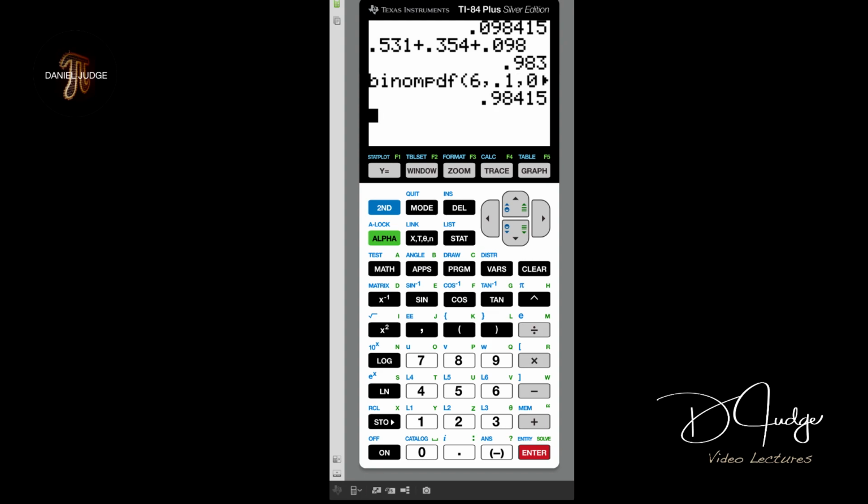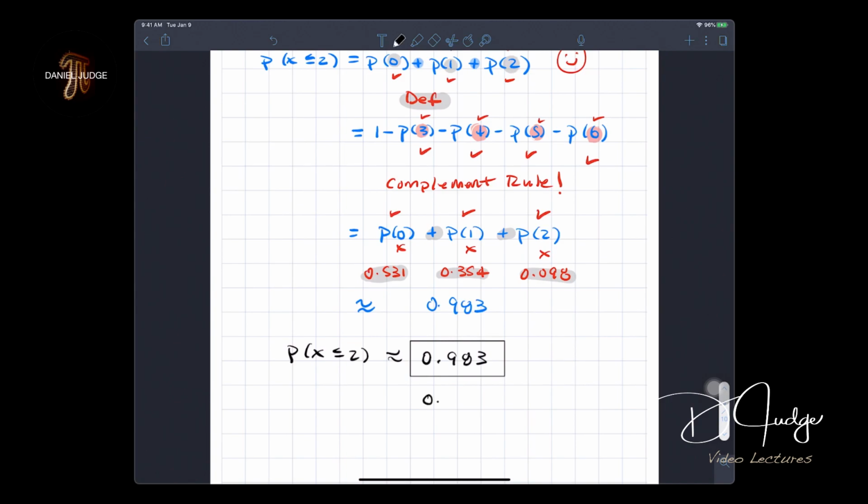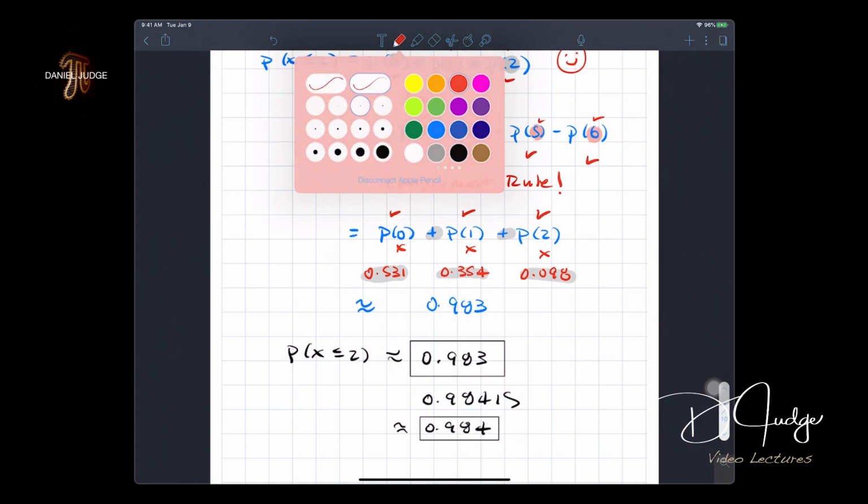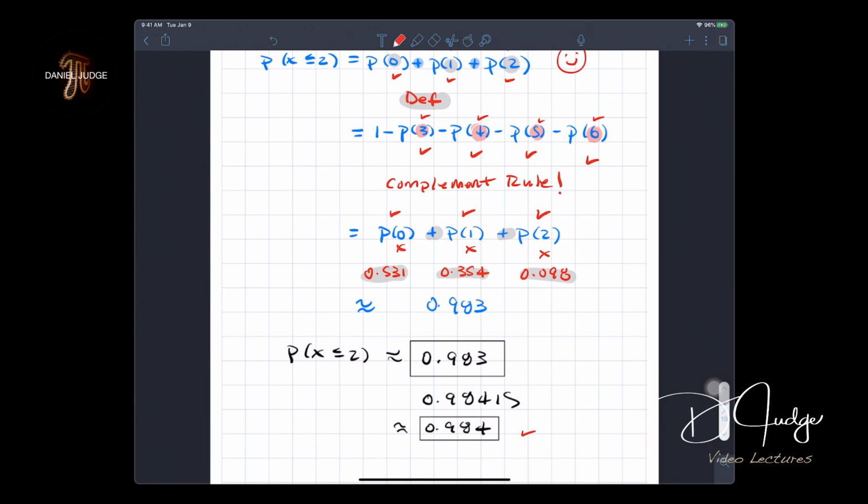Hit enter. And as you guys can see, we get 0.98415. Let me write that down here so that you guys can see this. 0.98415. And this is what's going to happen now. Some people are going to look at that and go, but what's the right answer? Because now you're telling me it's 0.98415, which is approximately 0.984. Well, if you guys want to know the truth, the last answer is more accurate. And I'll explain why.